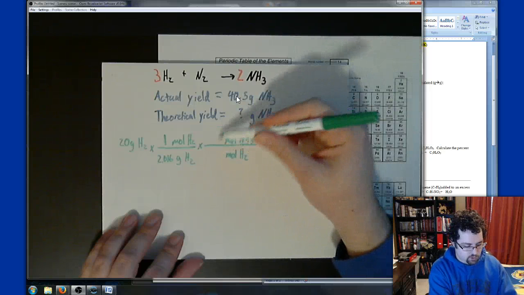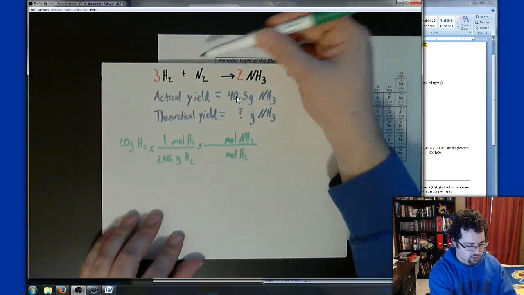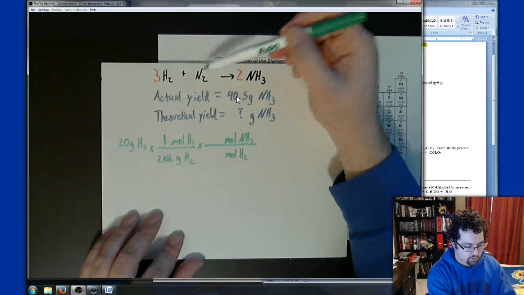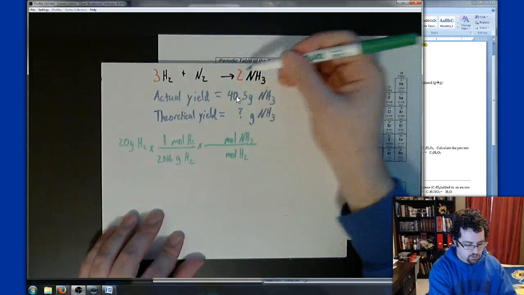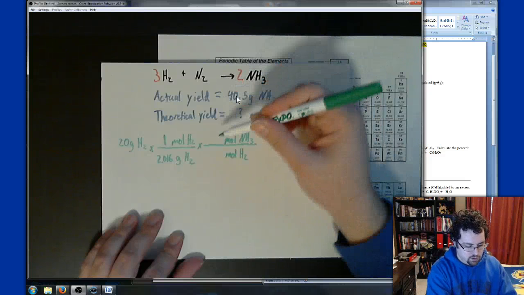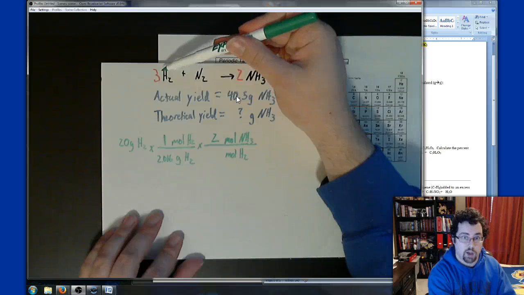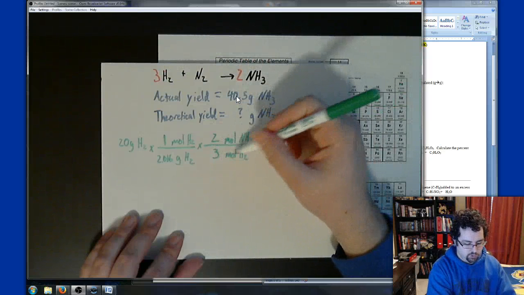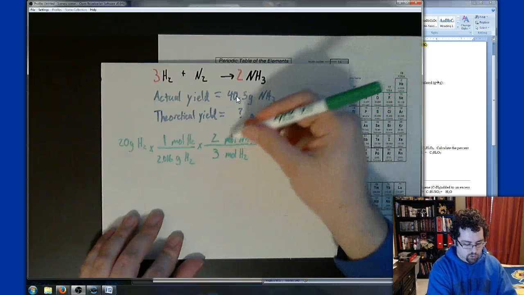Now the numbers that go here are the mole to mole ratio that you have in the coefficients of your equation. Okay, because this equation relates these chemicals to each other in this reaction. So NH3, there's 2 moles of NH3 made in this reaction for every 3 moles of hydrogen that get used. So the ratio of moles of NH3 to moles of hydrogen is 2 to 3. This will give me moles of NH3.